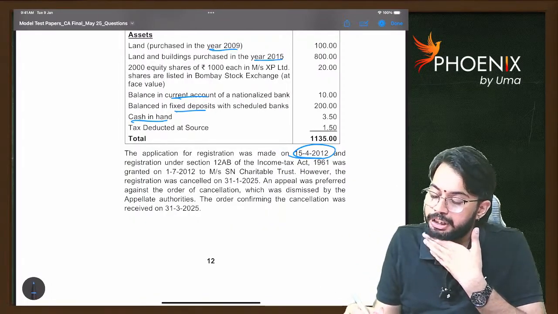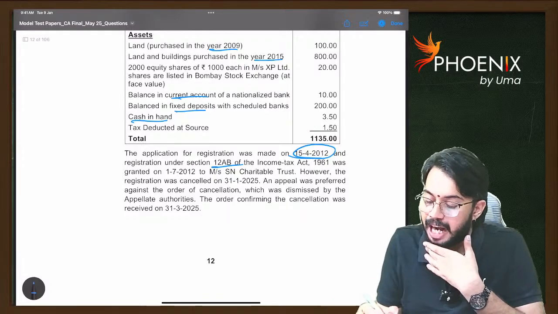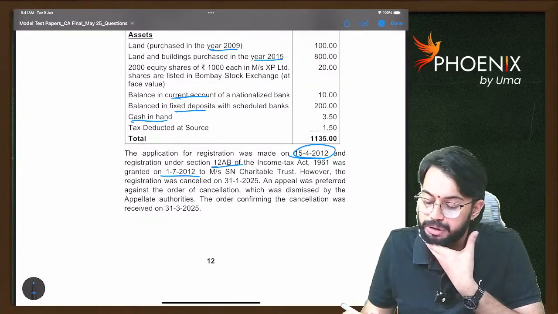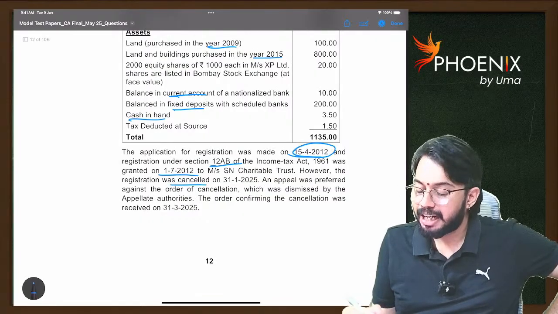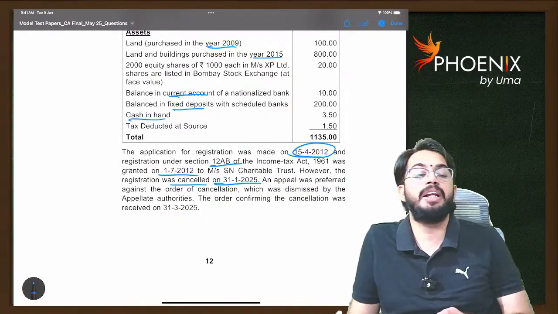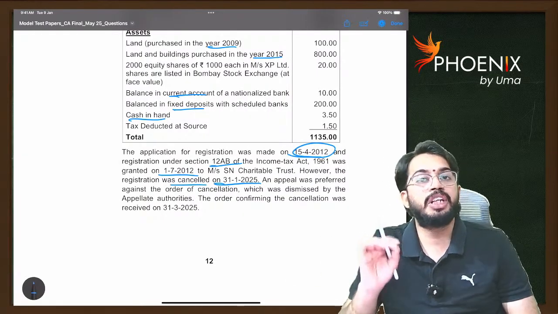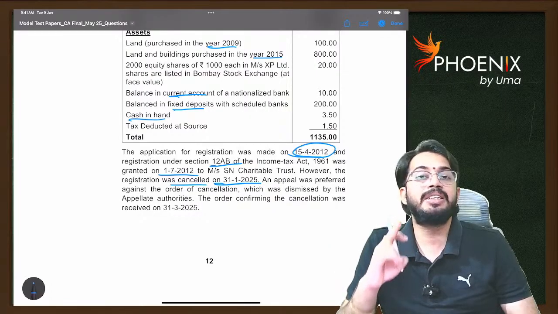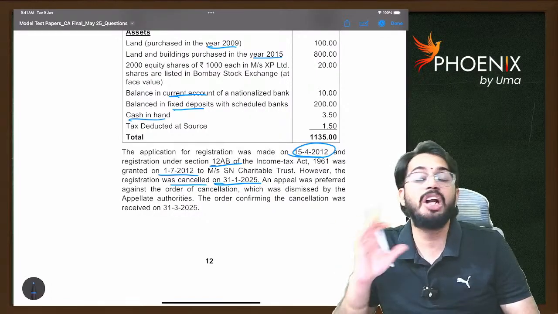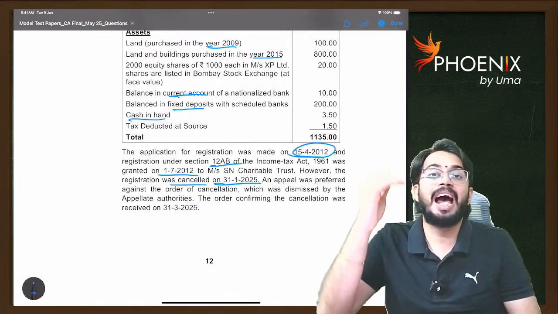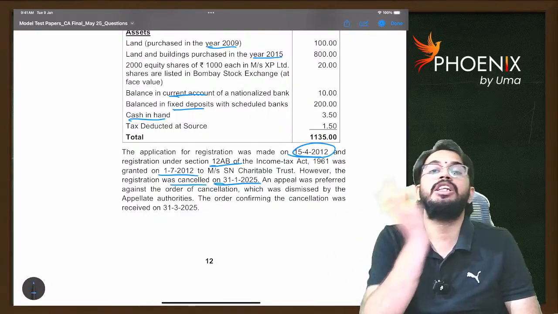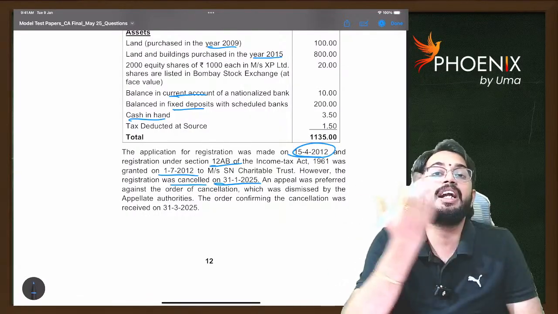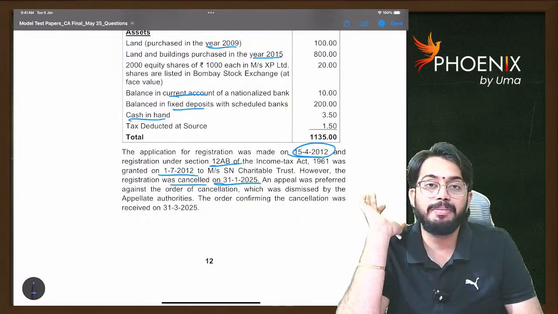Registration under 12AB was granted on 1st July 2012 to Mercers SN Charitable Trust. However, registration was cancelled on 31st January 2025. Whenever trust registration is cancelled, the trust is required to pay exit tax on accreted income. While calculating accreted income, if any asset is purchased before registration under section 12AB, that is to be excluded. Are you able to understand?